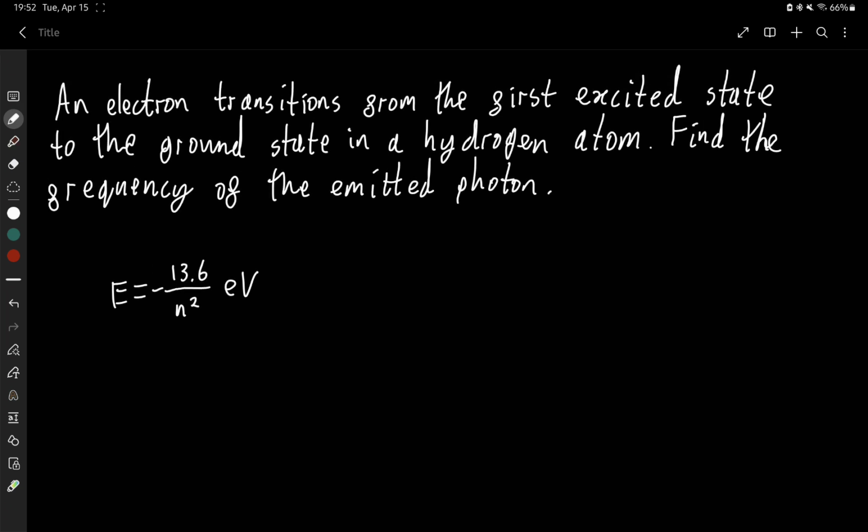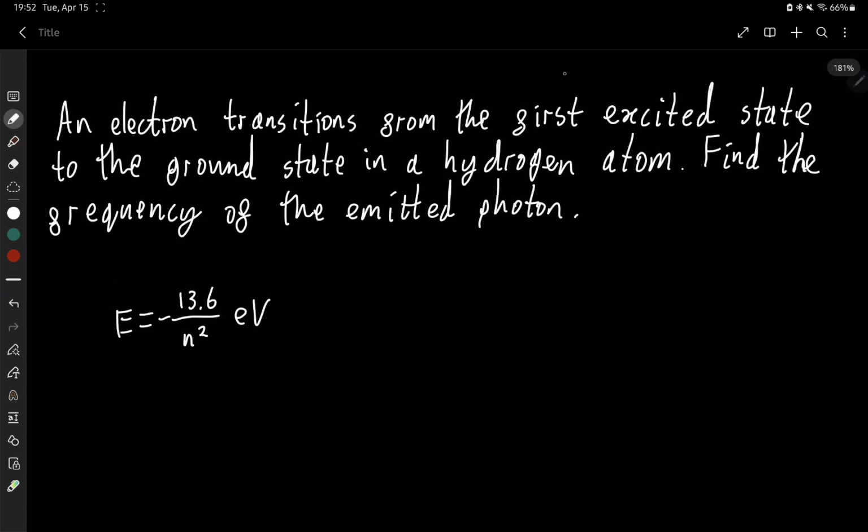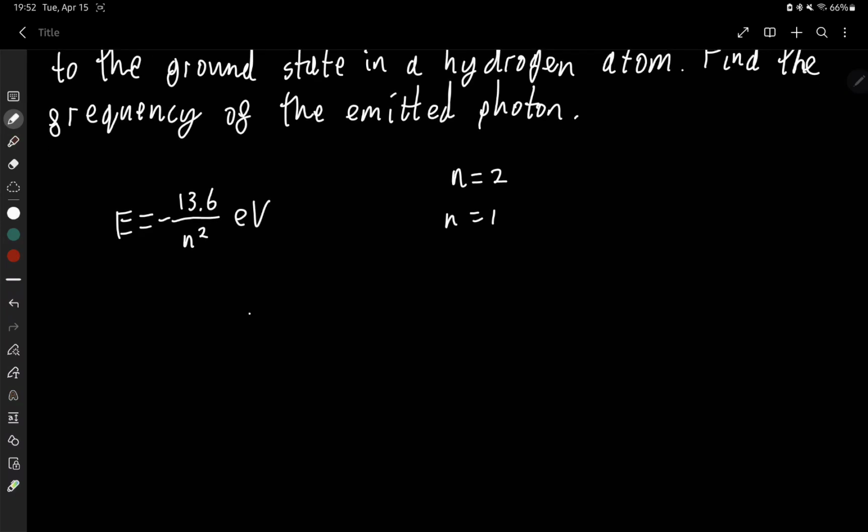From here we get the first excited state. The first excited state would be n is 2, to the ground state n is 1. So we have to do negative 13.6 over 2 squared plus 13.6 over 1 squared, because remember, minus a minus is a plus. And that gets you 10.2.